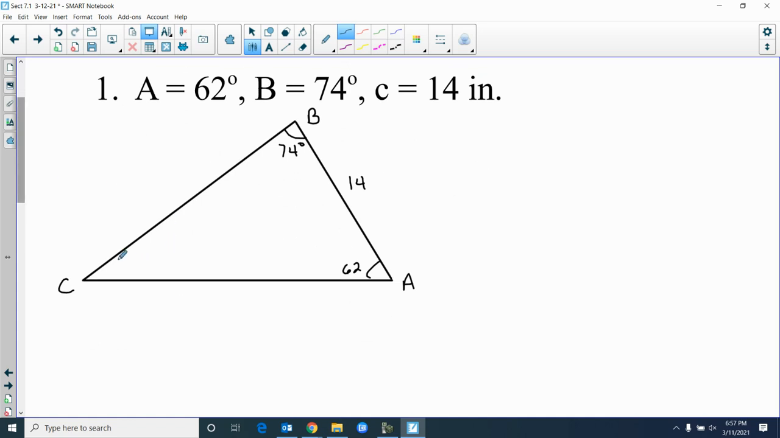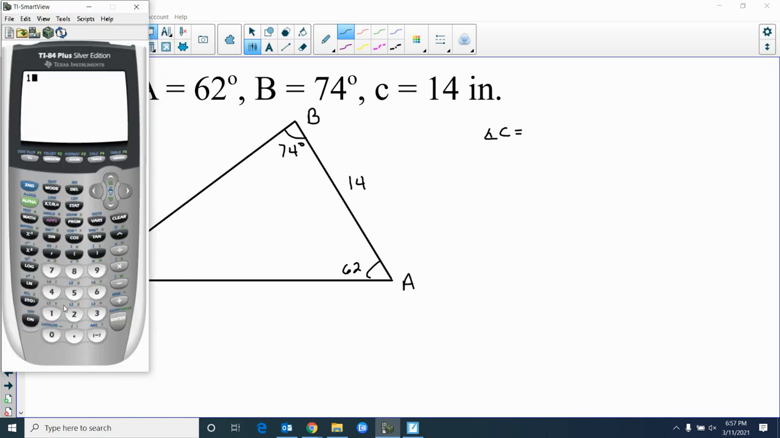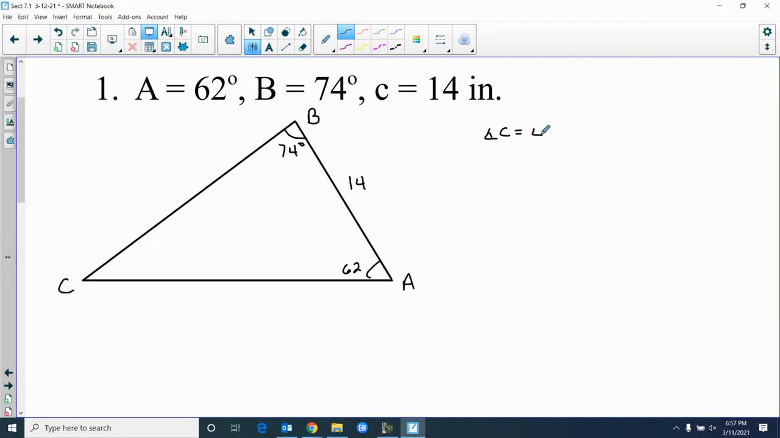Well, to find the angle C, you just add those two up and take them away from 180. So for angle C, you just take 180 minus 74 minus 62. I'm going to get 44 degrees. All right, a little bit harder, finding side B, finding side A.